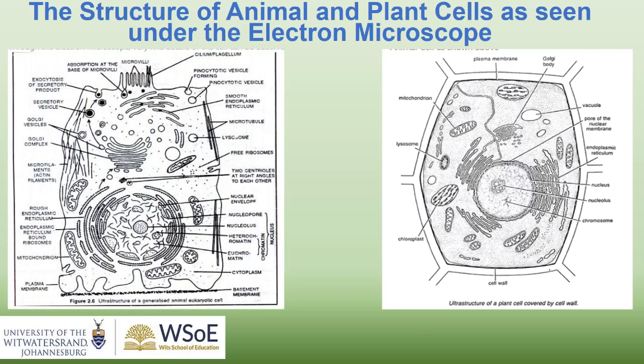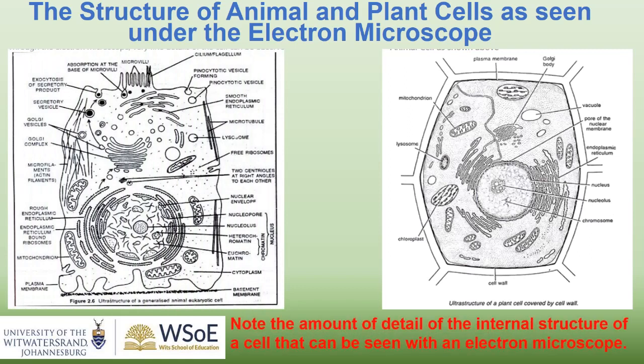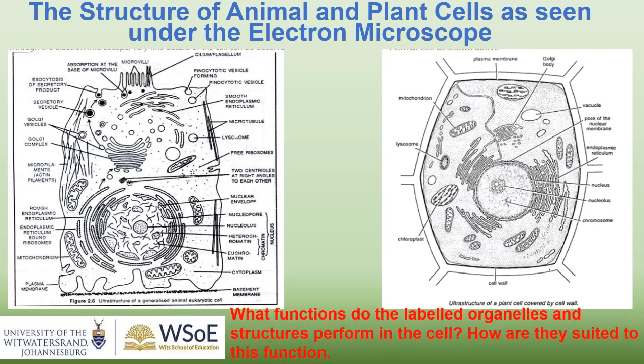And here is an animal cell. So note the amount of detail of the internal structure of the cell that can be seen because of the electron microscope. Now, what you need to do is, for all of those structures, see if you can find the functions of the labeled organelles and structures, what function they perform in the cell, and describe how they are suited to this function. So this would be a good time for you to pause the video now and go to the textbook and do this task.